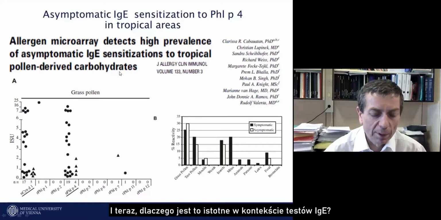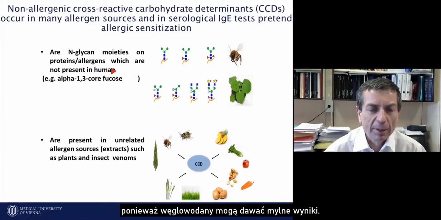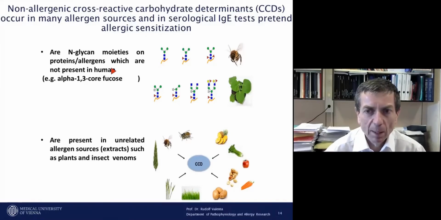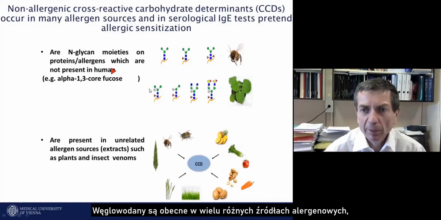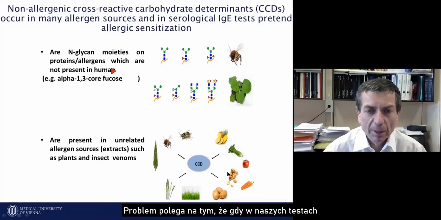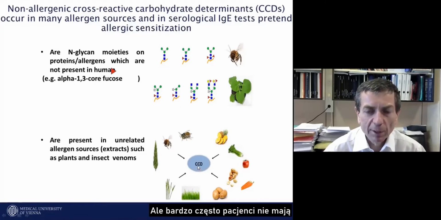Now, why is this important in IgE testing? It is important for IgE testing because carbohydrates can confuse us quite a lot. We measure IgE, but we cannot be sure if the patient really has symptoms. Carbohydrates are present in many different allergen sources, in venoms, in plant parts, plant food and vegetables, and in fruits as well. And the problem is that when we have carbohydrates in our tests, they create a positive IgE reaction, but very often the patients have no symptoms, and then the diagnosis gets confused.